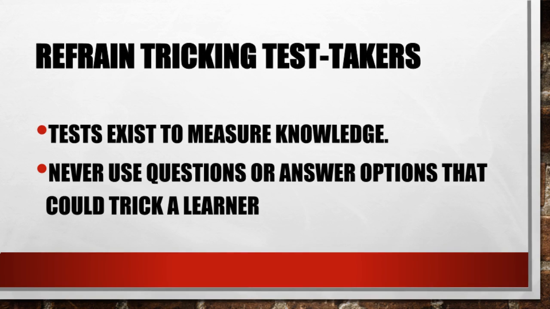Avoid tricking test takers. As faulty as they are, tests exist to measure knowledge. Never use questions or answer options that could trick a learner. If a question or its options can be interpreted in 2 ways, or if the difference between options is too subtle, then find a way to rewrite it.